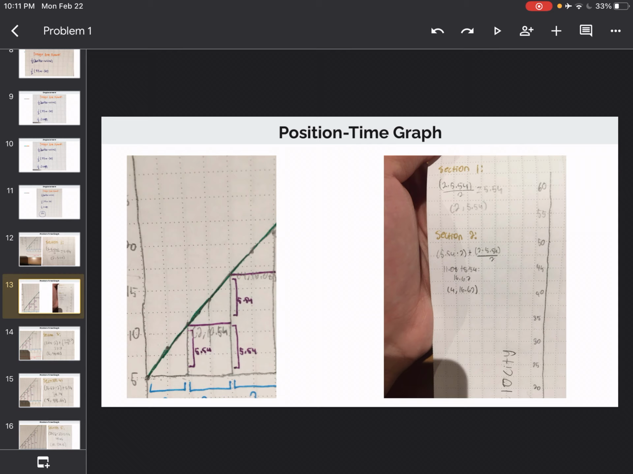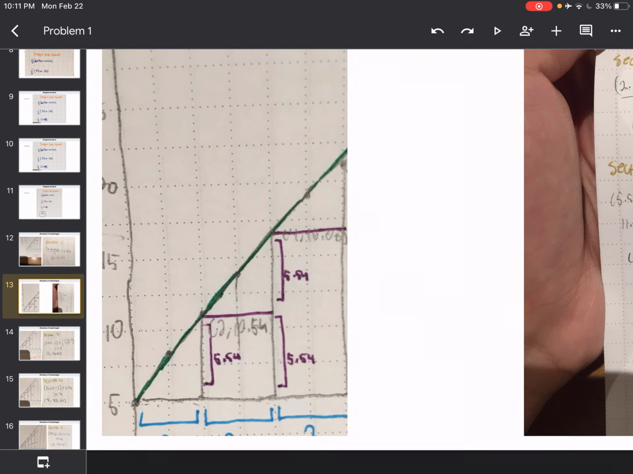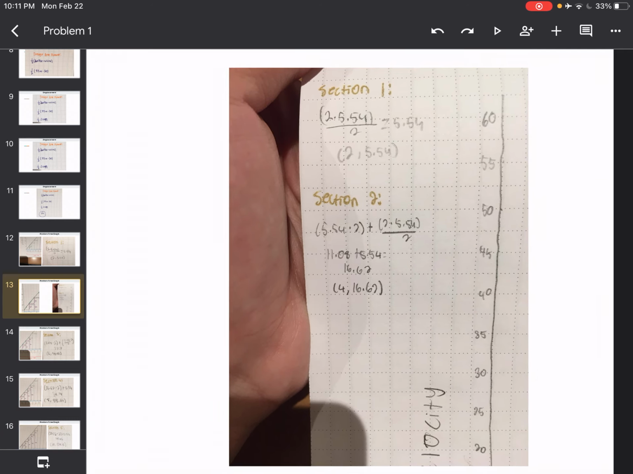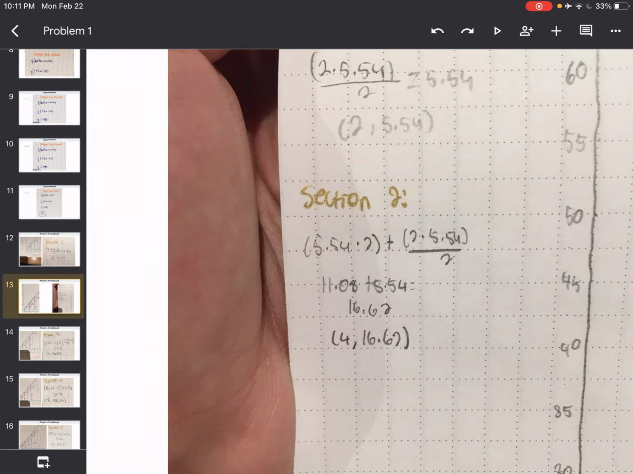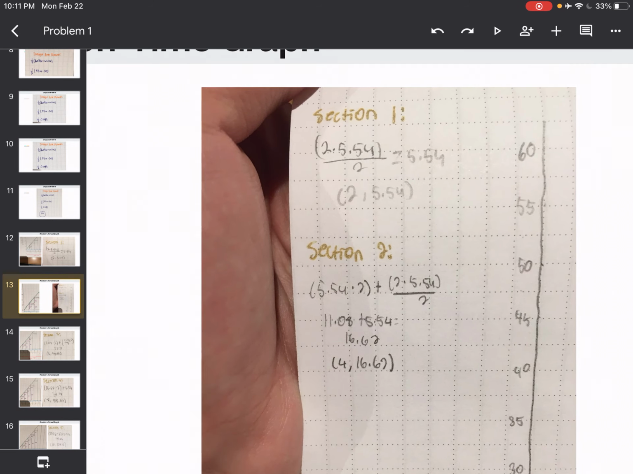And then this triangle is going to keep on appearing throughout. We already know that this triangle's value is 5.54, and now we have the 2 width and the 5.54 height, and we can multiply those together in order to get 11.08.